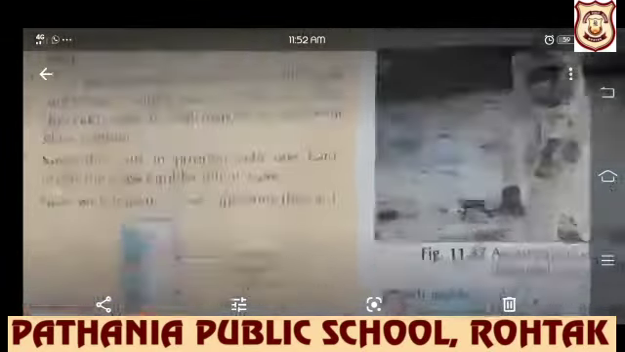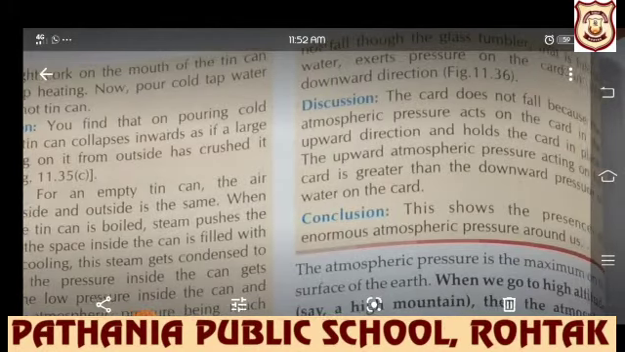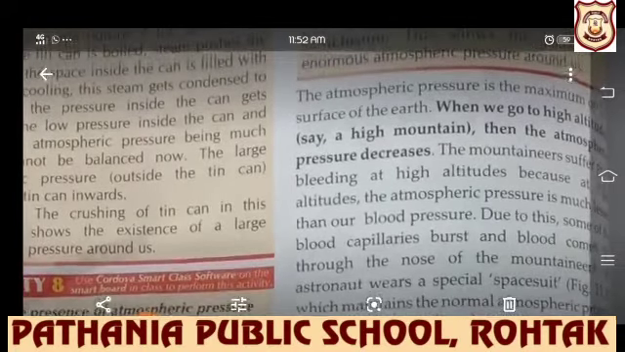We will see that the card does not fall. The glass tumbler that is full of water exerts pressure on the card in the downward direction. The card does not fall because atmospheric pressure acts on the card in the upward direction, which holds the card in place. So this activity again shows the presence of enormous atmospheric pressure around us. The atmospheric pressure is maximum on the surface of the earth.